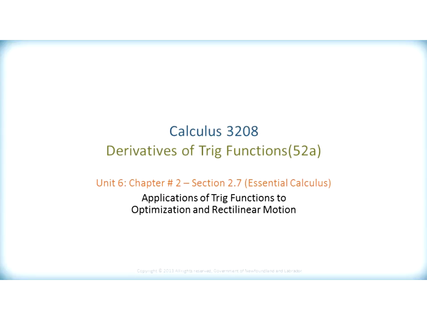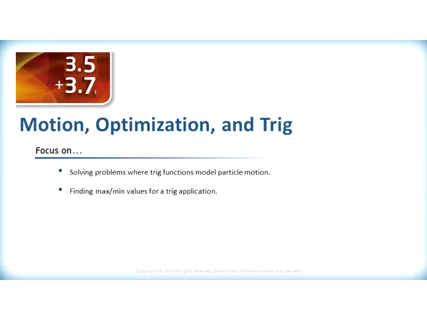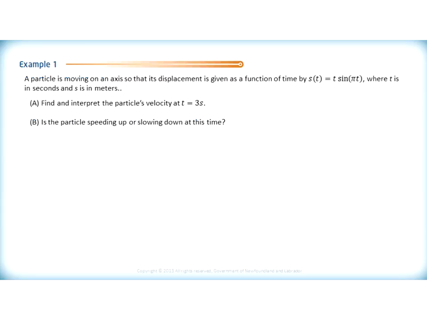Today we're looking at some applications of trig functions in the calculus that deals with them. Specifically, we're going to look at some optimization and some rectilinear motion, or motion stuff in general. There's some projectile stuff there as well, so lots of fun. Let's get going. So we're going to look at motion, optimization, and trigonometry. We're going to solve problems. That's what we do best. Trig functions model particle motion, and then we're going to find maximum and minimum values for a trig application as well. All right, so let's take a look at our first problem.